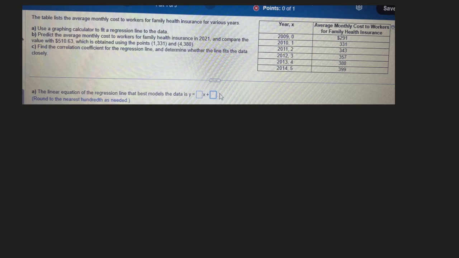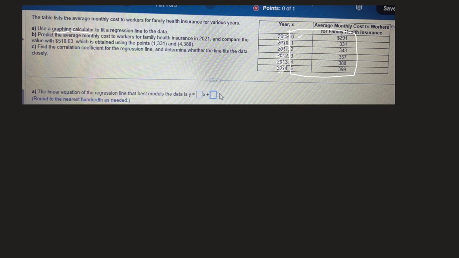All right, here's a good question. It says use a graphing calculator. We use decimals to fit a regression line to the data. So here's the data we're going to use. Rather than using the dates, we'll just use the relative dates. So 0 would be when you start, and each year after that. Then they say predict the average monthly cost in 2021. Okay, we can do that.